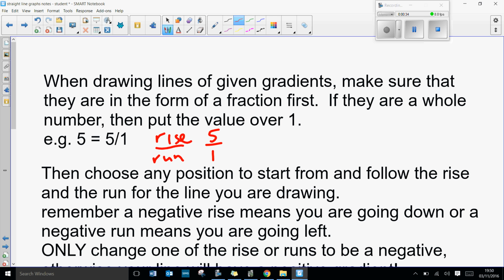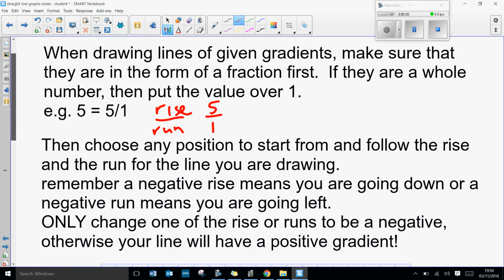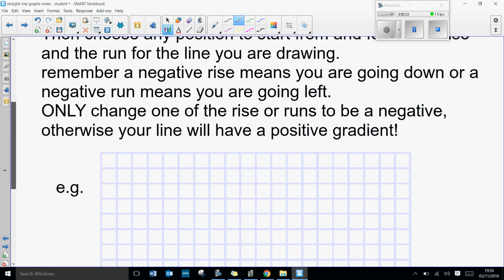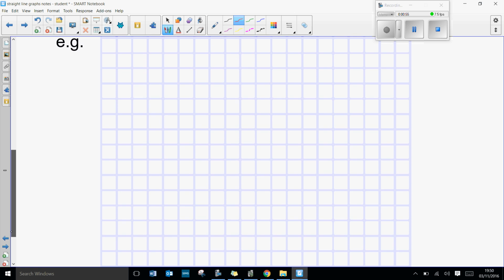We then choose any point to start with, and we follow the rise and run for the line we're drawing. Remember, a negative rise means you're going to go down, or a negative run means you're going to go left. If you have a negative gradient, make sure that you only change the rise or the run, but not both. So if we were to draw a line of gradient 5, I'm going to choose this.